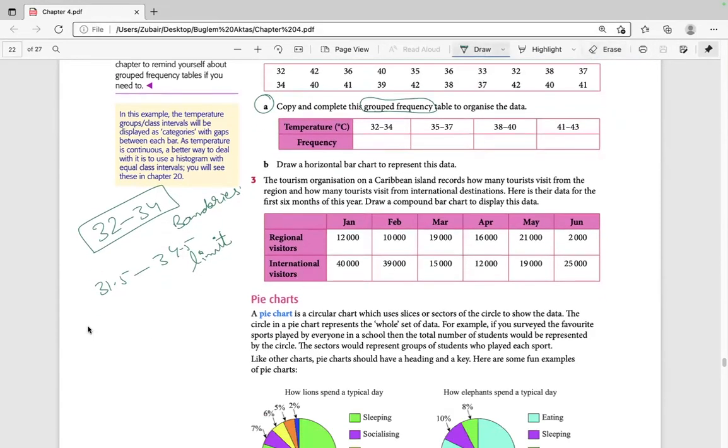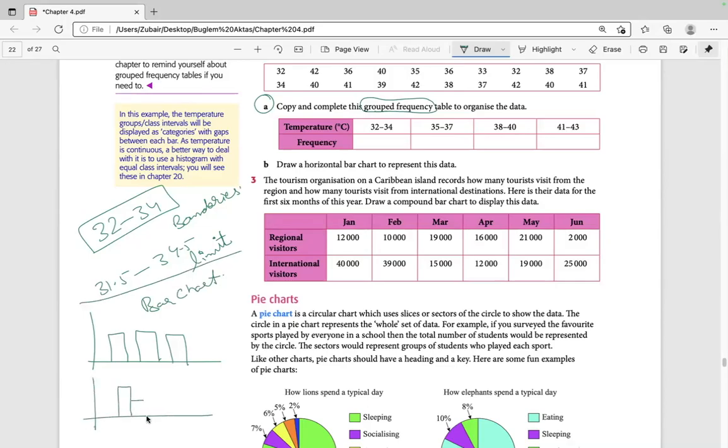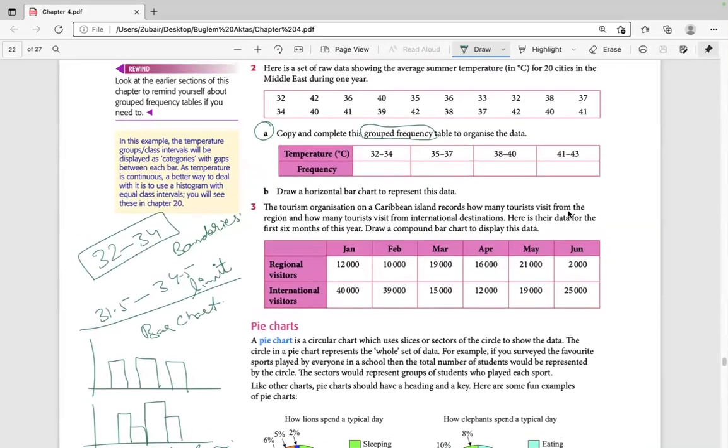And let me show you why we are actually getting these bars. If I need to draw, this is from 32 to 34, then it is from 35 to 37, then it is from 38 to 40. So these are known as a bar chart. And when we have no gaps in between, they are known as a histogram. The data is not changing. It is just the difference of gaps.